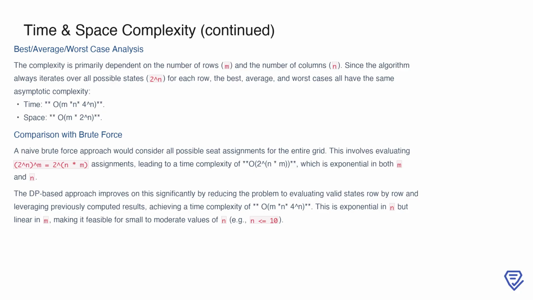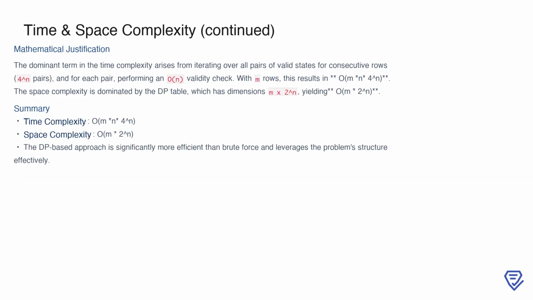The mathematical justification for the dominant term in the time complexity lies in the need to evaluate all valid state pairs for consecutive rows. There are 4 to the power of n such pairs, and for each pair, the algorithm performs an n-step compatibility check. Multiplying this by the number of rows, m, gives the overall time complexity of m times n times 4 to the power of n. On the other hand, the space complexity is dominated by the DP table, which has dimensions m by 2 to the power of n, resulting in m times 2 to the power of n space.